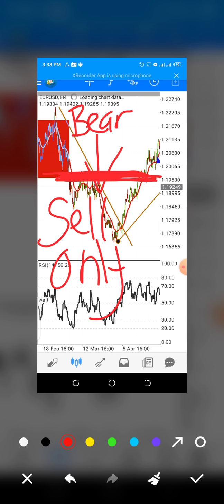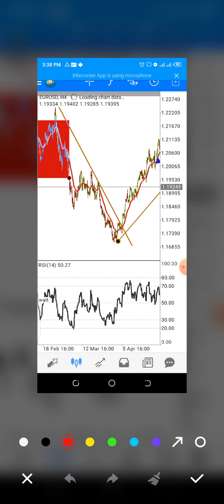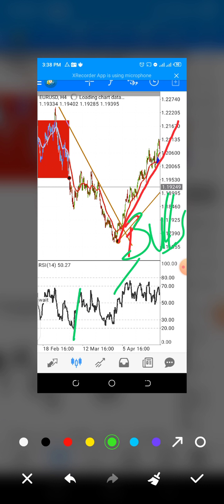Now if the market is on an upward movement, you are with the bulls. Let me use a green color. You are with the bulls. And what do the bulls do? The bulls buy. They just buy only. Your business is to buy only. You don't have a business selling here.